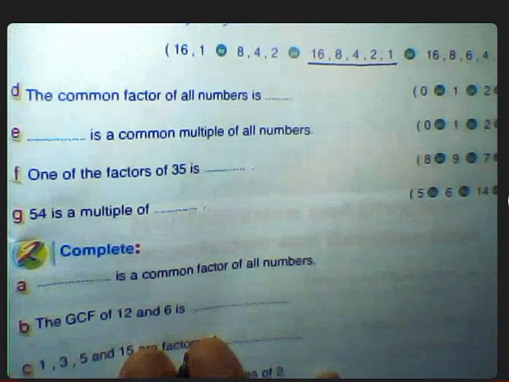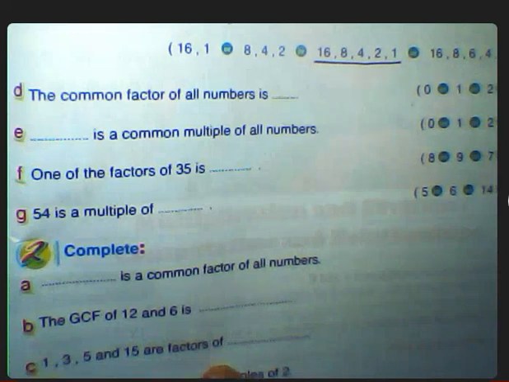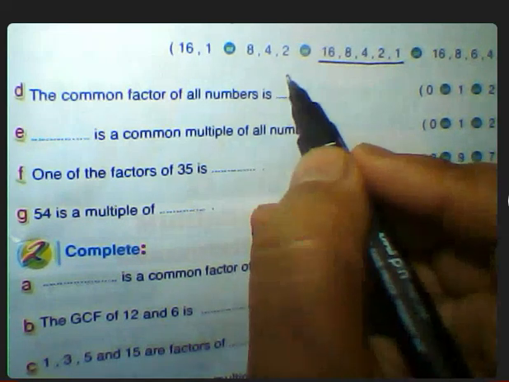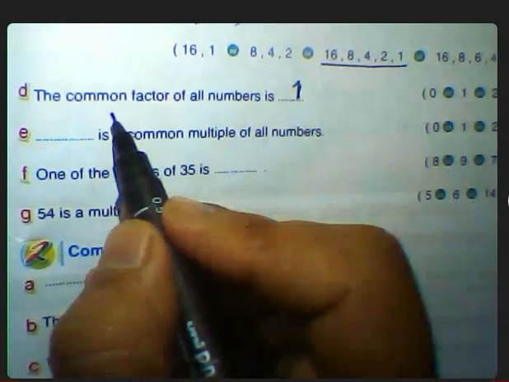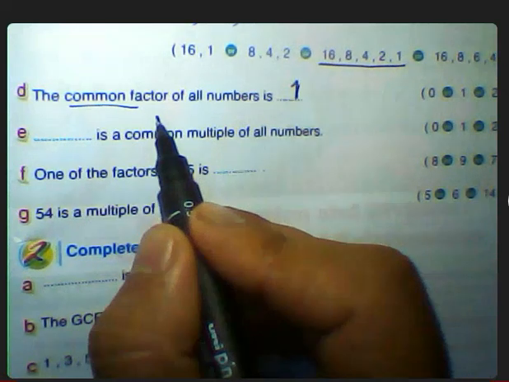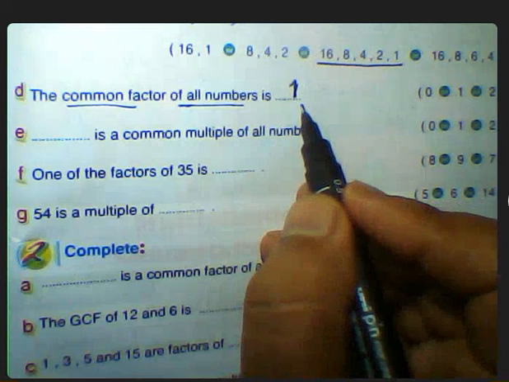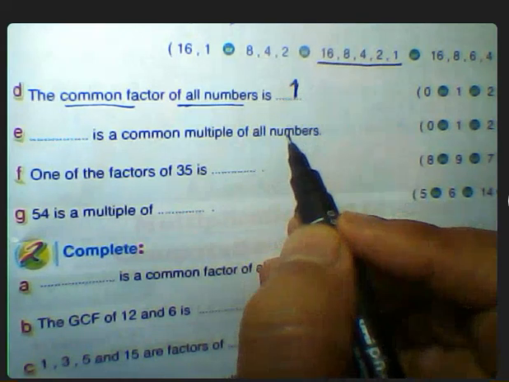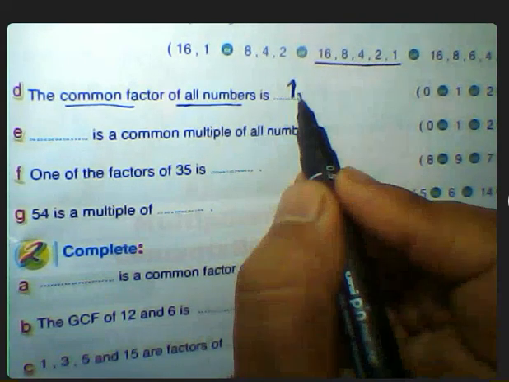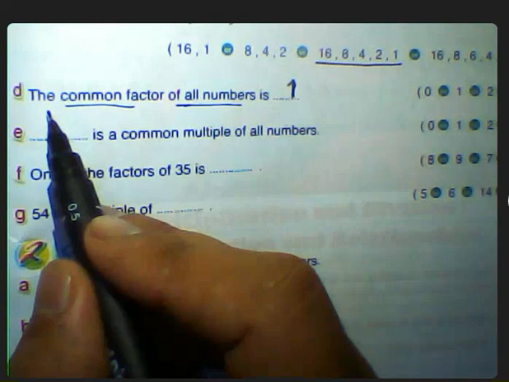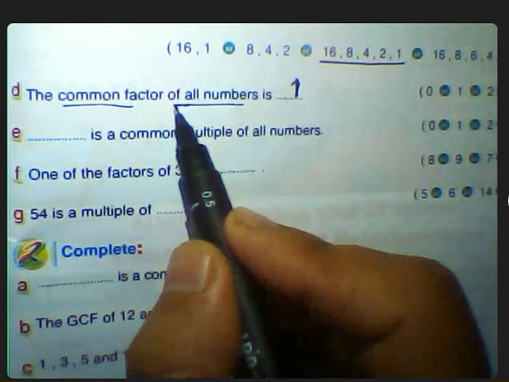The common factor of all numbers is 1. The common factor of all numbers is 1 because all numbers can be divided by 1. It's 1 only. Okay, all numbers can be divided by 1. So the 1 here is the common factor of all numbers.